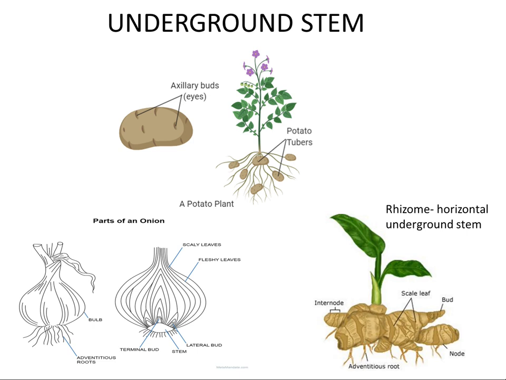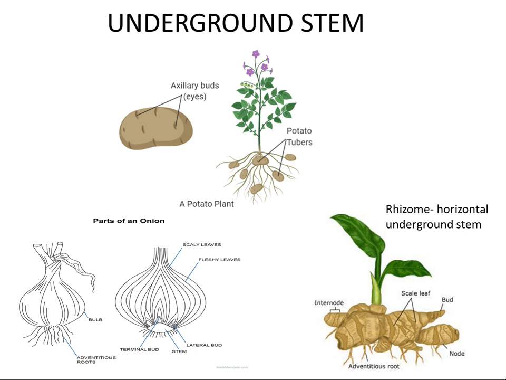The other one is onion. Here in onion, the onion develops a bulb-like structure. When they produce the buds, these buds grow into a new onion plant, which are surrounded by the scaly leaves for its protection. There is also another underground stem in your portion, which is rhizome.